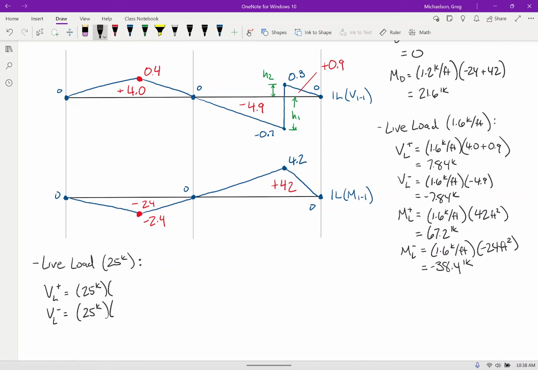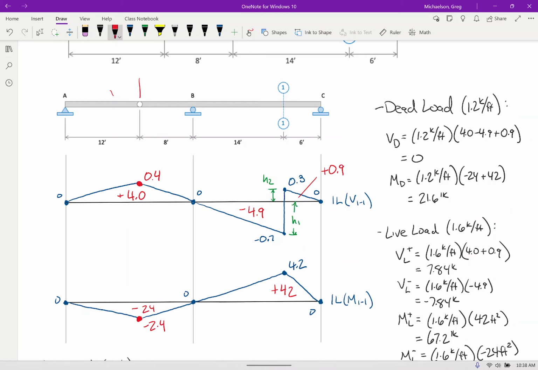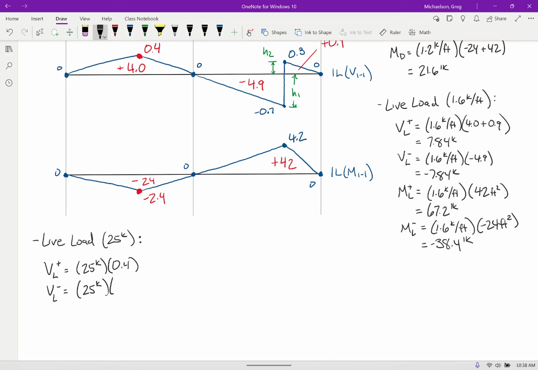So we would take 25 kips times what to get the worst case positive shear? So we're looking at this influence line. What's the highest? 0.4. That's the highest positive value for shear. So what this is saying is that if I put a load on the hinge, that generates the worst case positive shear right here. I guess you could have reasoned it out, but an influence line makes it a boatload easier. So that's 25 times 0.4, which is 10.